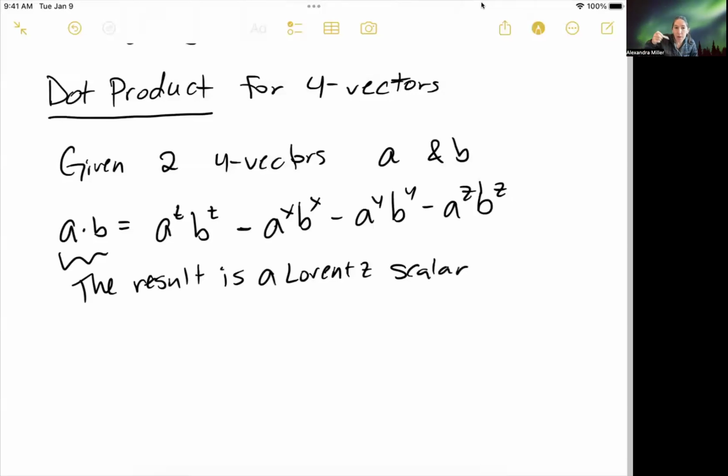Which means we can calculate this dot product in any frame of reference, and the result is the same, right? The components of these 4-vectors are going to be different in each frame of reference, but the result of this dot product is going to be the same, and that's going to be an incredibly useful fact. All right, well, that is 4-vectors and dot products. Thanks for listening.